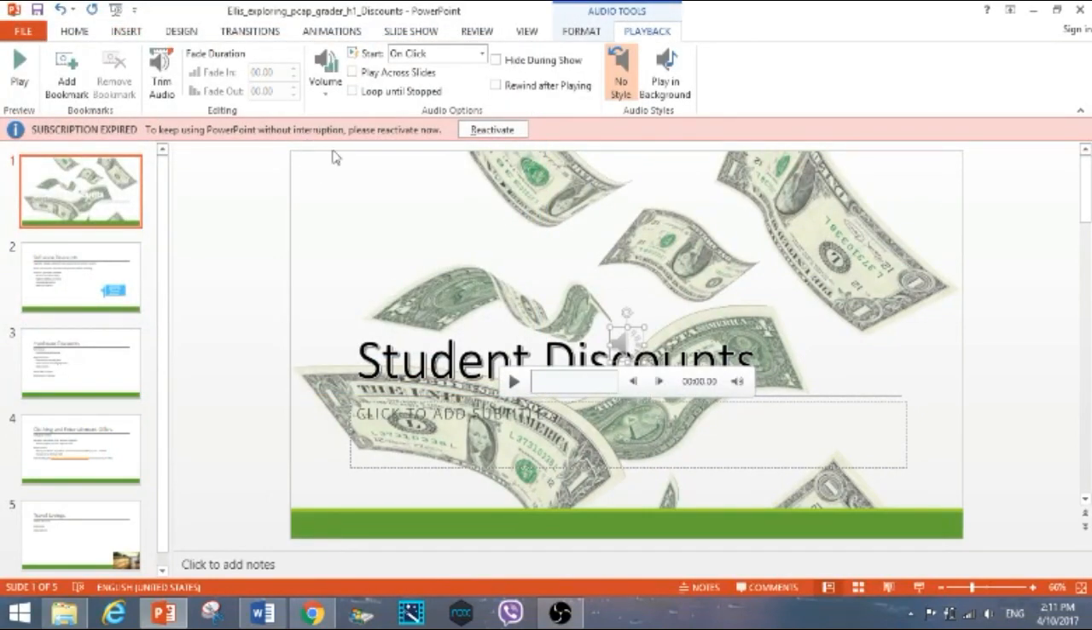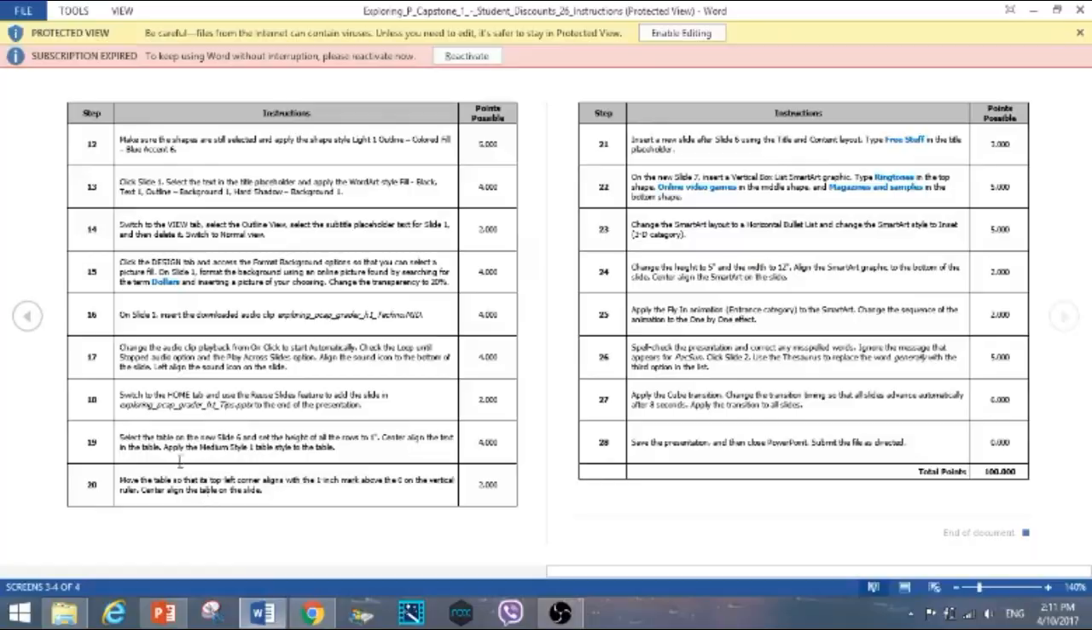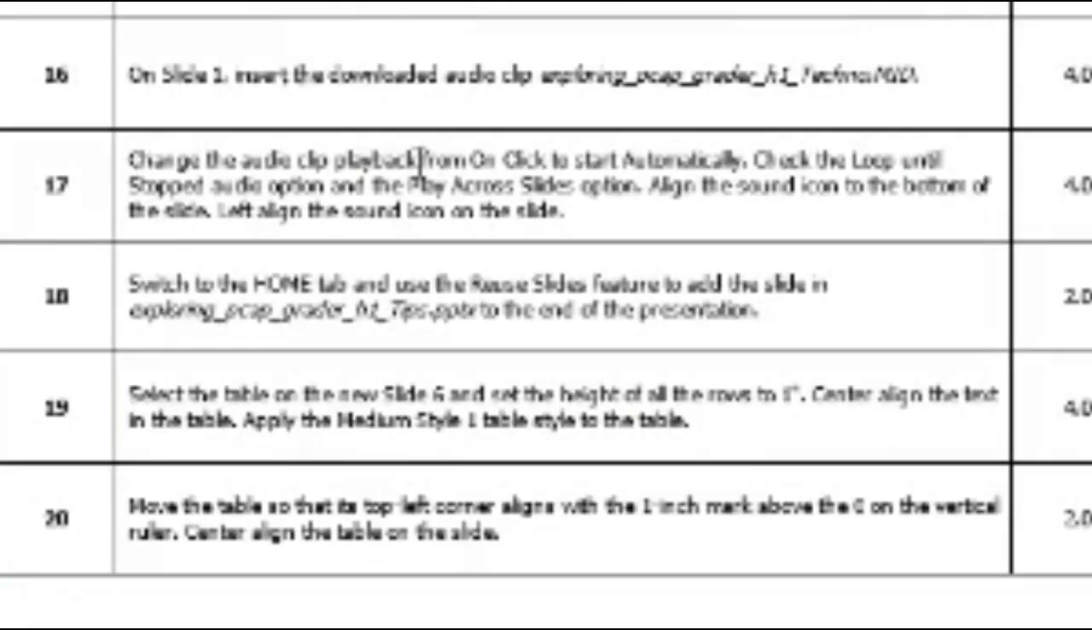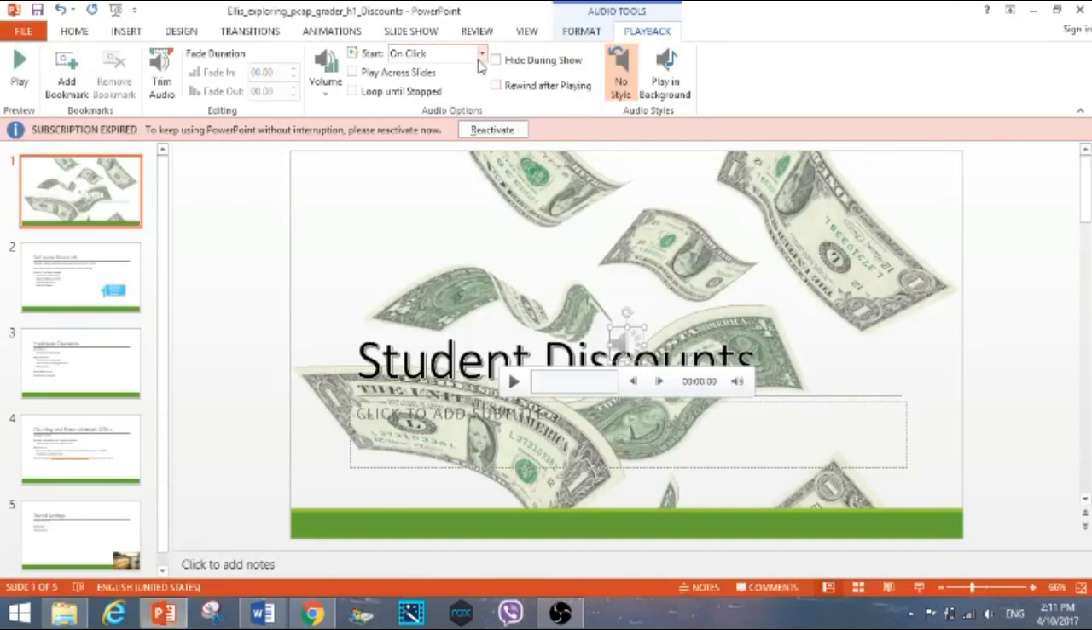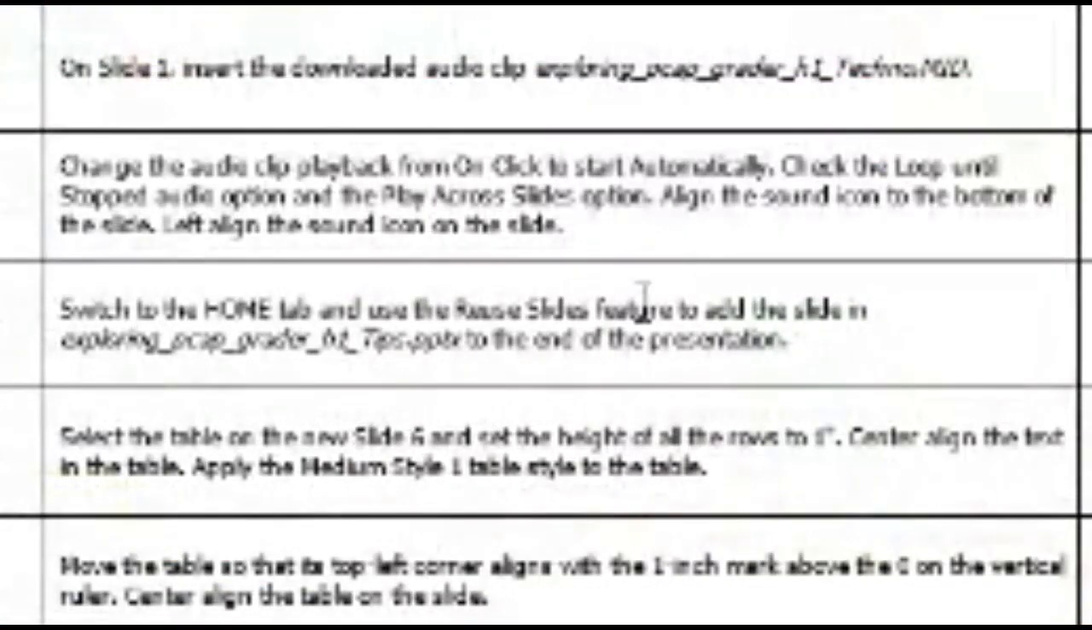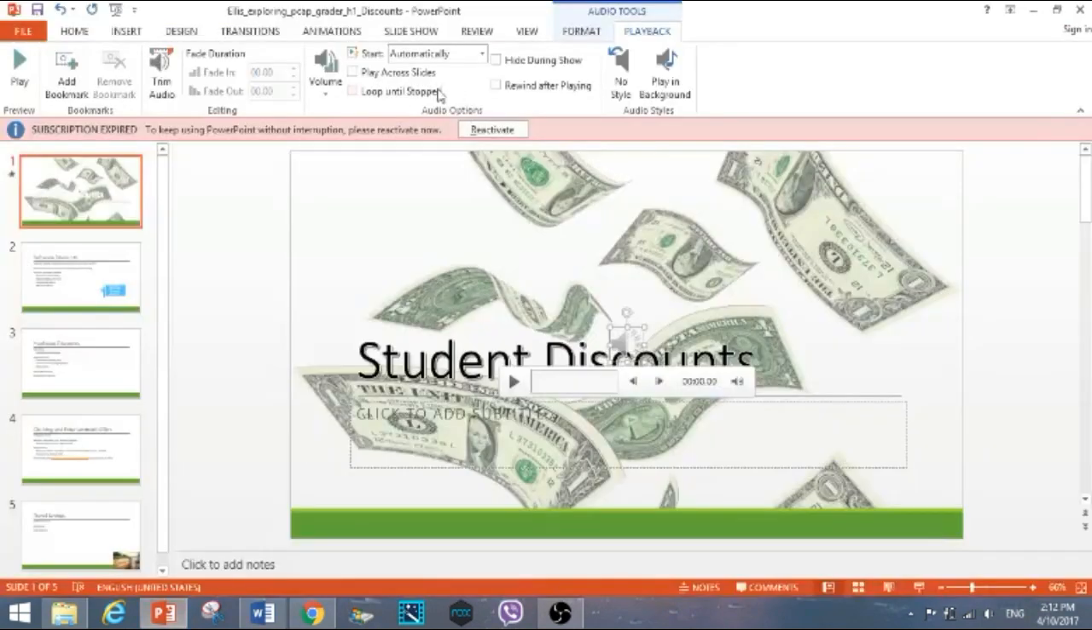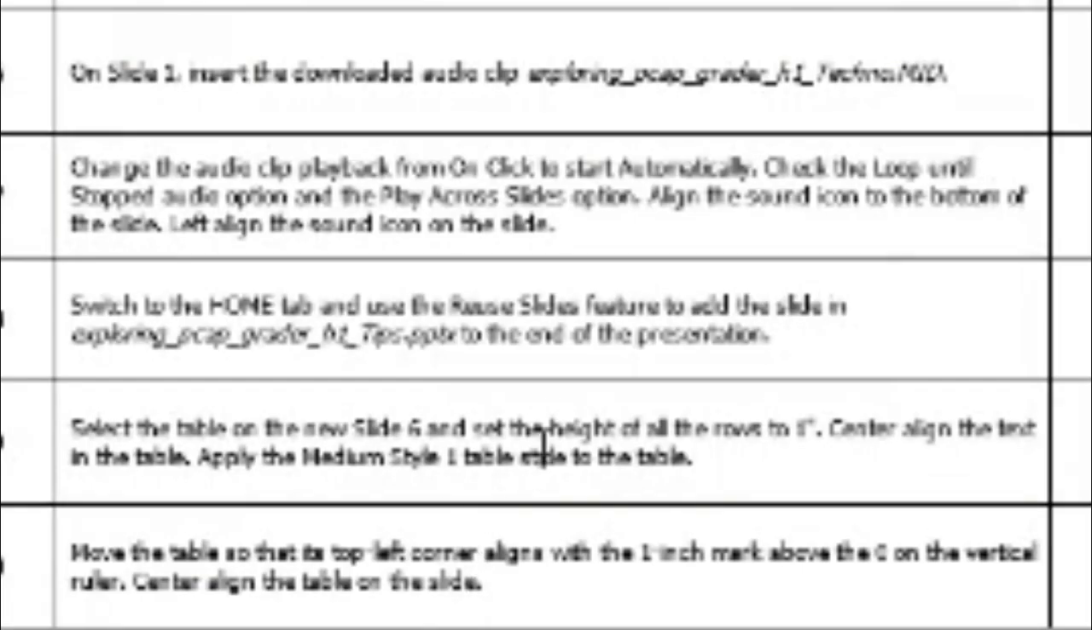Once you do that, you have to configure a few more things. Step 17, change the audio clip playback from on click to start automatically. So we're going to change on click to start automatically in the audio options. We're going to check the loop until stopped audio option and the play across slides option. So loop until stopped, play across slides, checked. And then we're going to align the sound icon to the bottom of the slide, then left align the sound icon on the slide.